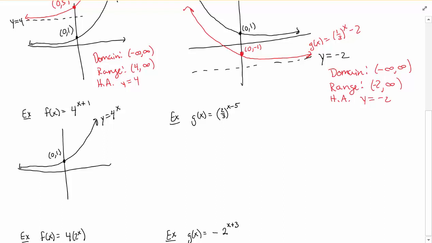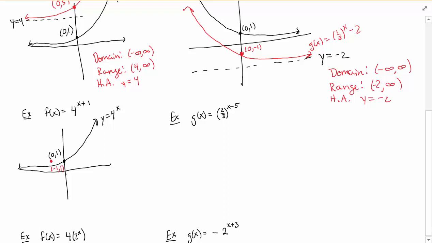Now that plus 1 in f of x is equal to 4 to the x plus 1 is inside the function, so it's going to affect my x's. So it's going to do the exact opposite. You'd think you'd move it to the right one, but it's going to move it to the left by 1. So if I move this (0, 1) to the left by 1, I am now sitting at (-1, 1).